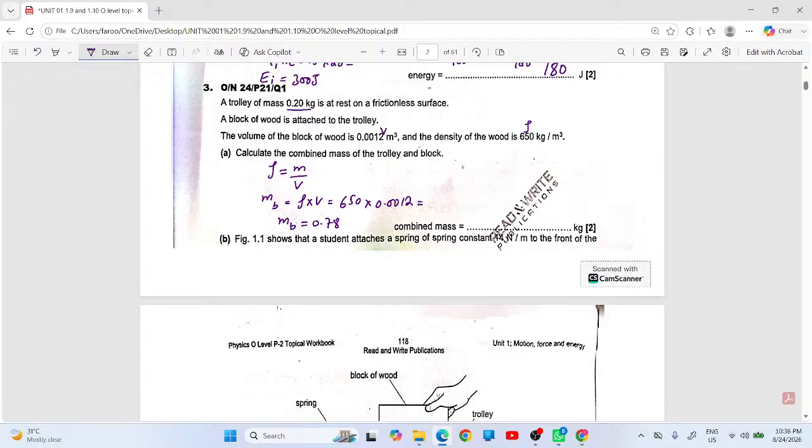Now we have to add 0.2 to them, right? Yes sir. The combined total mass is 0.20 plus 0.78, which is 0.98.